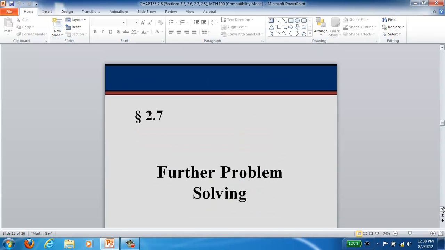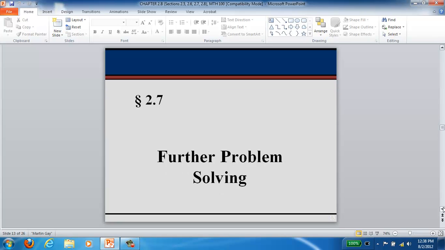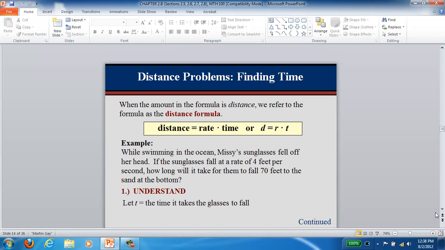Further problem solving, section 2.7. When the amount in the formula is distance, we refer to the formula as a distance formula. And that formula is rate times time. Example, while swimming in the ocean, Missy's sunglasses fell off her head. If the sunglasses fall at a rate of 4 feet per second, how long will it take for them to fall 70 feet to the sand at the bottom?